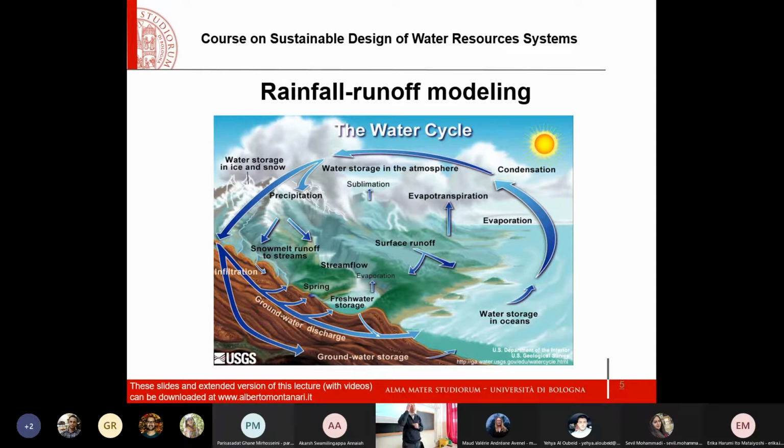Usually the engineer needs very local information. I have to design a bridge here, not at the scale of 10 kilometers. And therefore I need a very detailed model of what happens here. For this reason, we try to split the water cycle into pieces and model each piece individually. This is why we separate groundwater from surface water. This is why we have different models.